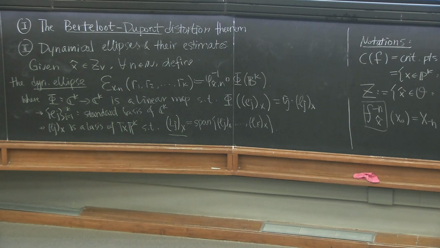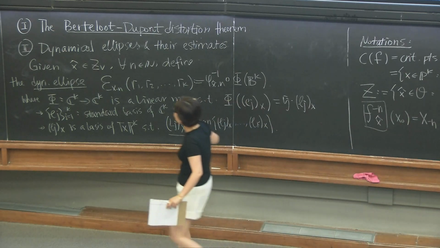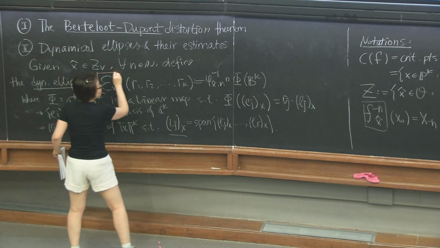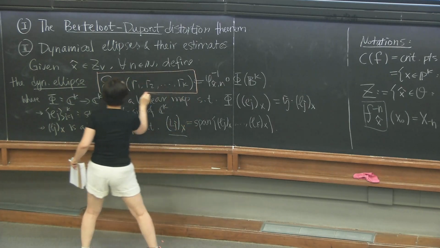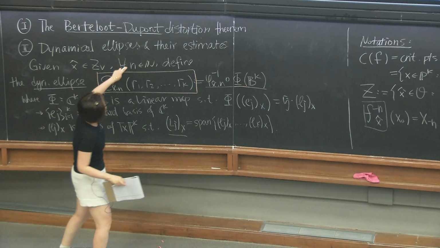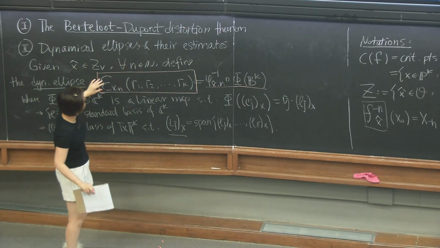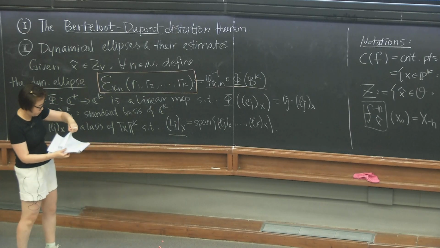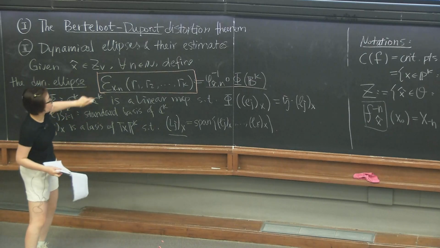So what is the goal? The goal is we first study what is this E set, which by definition is this guy. We want to study their estimate. So in particular, we want to estimate what is their volume. What is the volume of this?